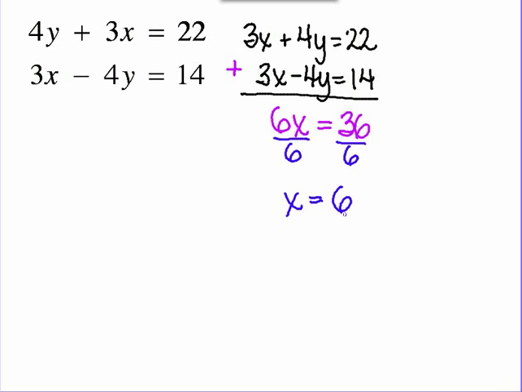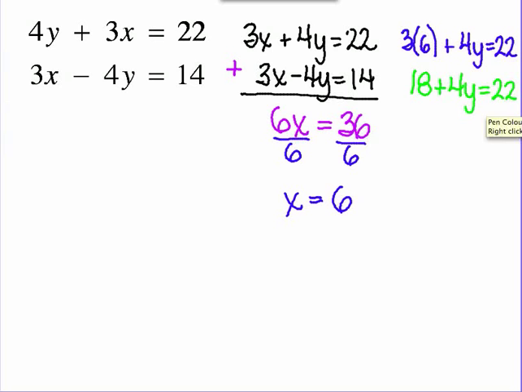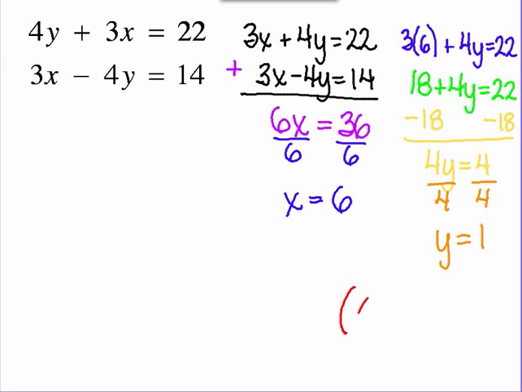Now, once again, it doesn't matter what equation you plug it into. I'm going to probably plug it into the top equation. So I've got 3 times 6 plus 4y equals 22. What's 3 times 6? 18. What do you do now? Subtract 18. So 4y equals 4. What do you do now? Divide by 4. So y equals 1, and my solution is (6, 1).